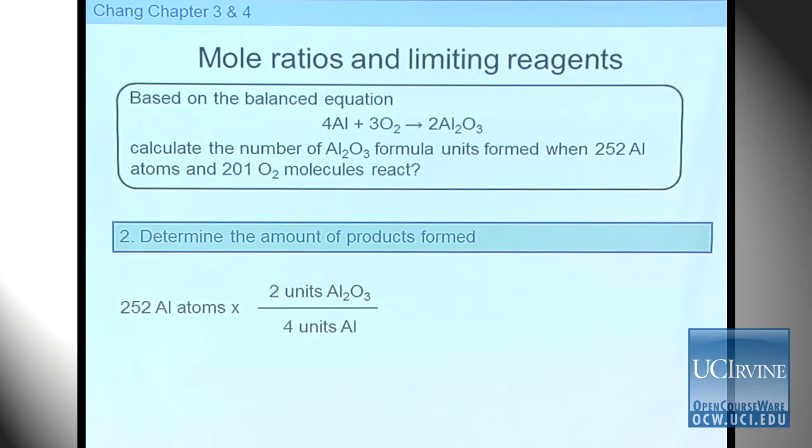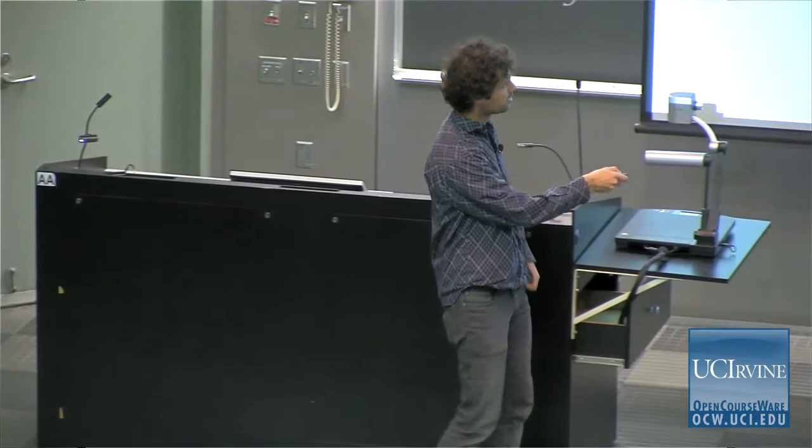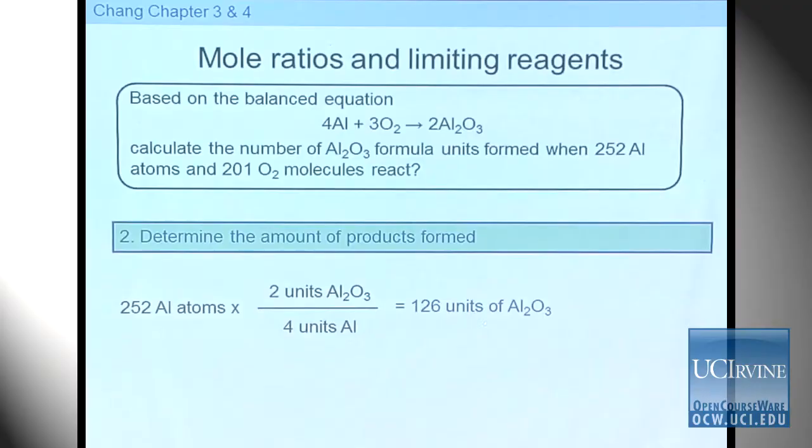This will cross out, and I get my answer in units, or copy numbers, or molecules of this aluminum oxide. So I have 126 units of aluminum oxide. And that's it, that's the answer.